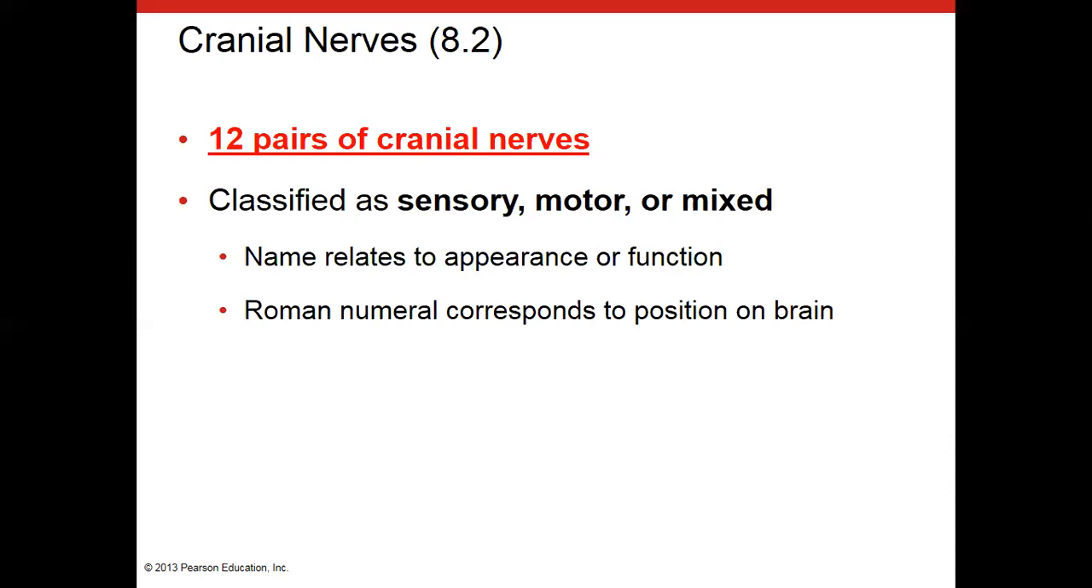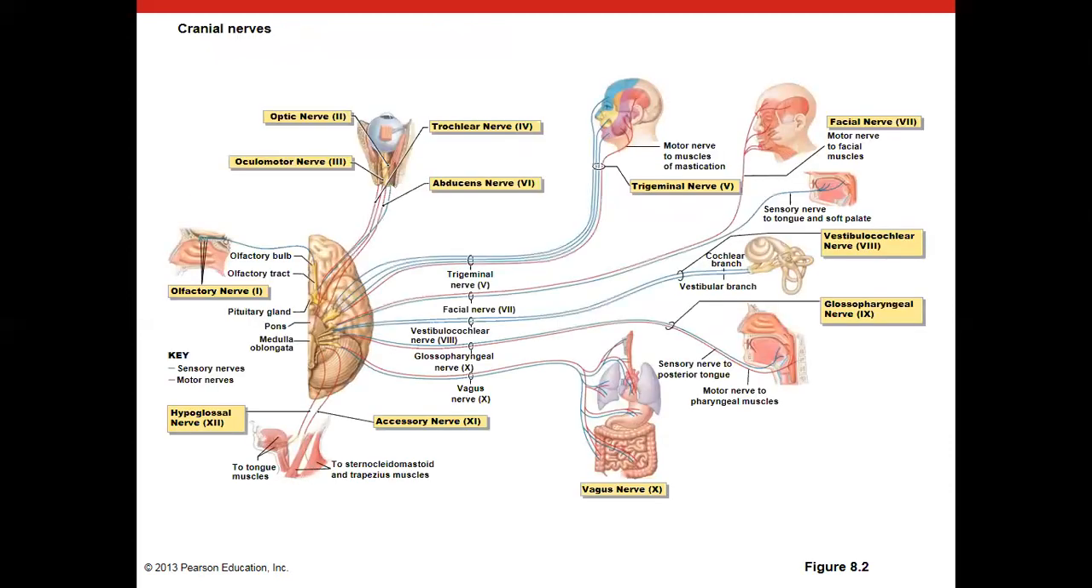So here's what we're going to go through and what you need to know. This is a figure of all of them, their names. We're going to go through them one by one and discuss their name, number, function, location, and whether they're sensory, motor, or both, mixed. So those are the key components of what you need to know.